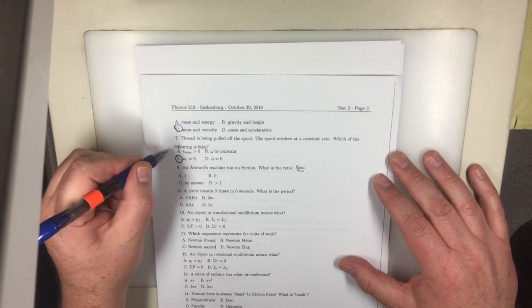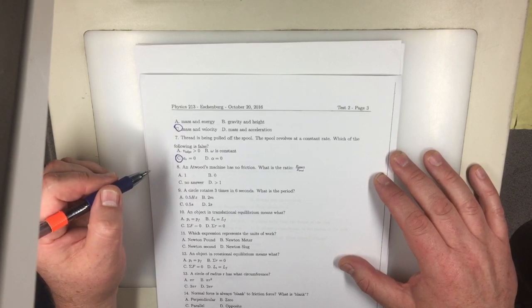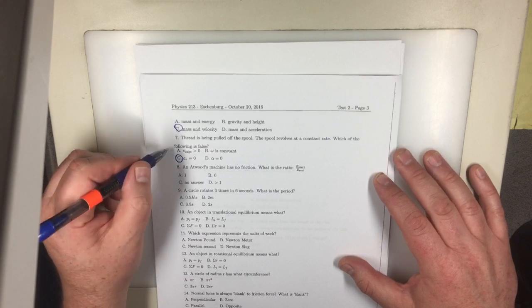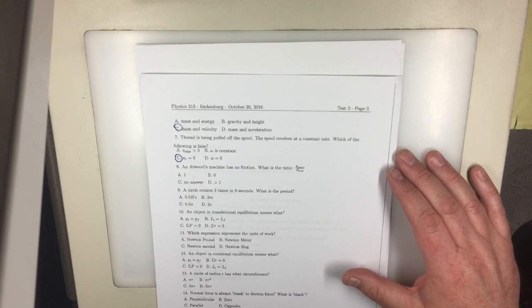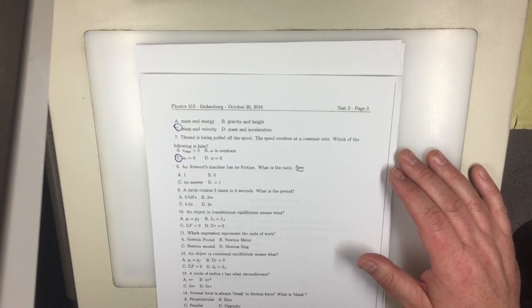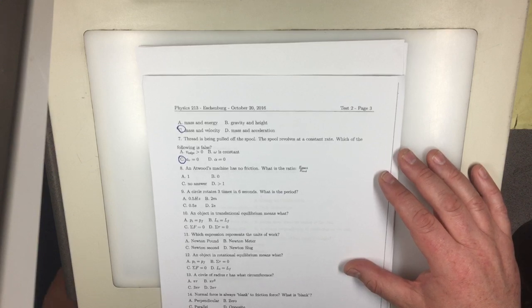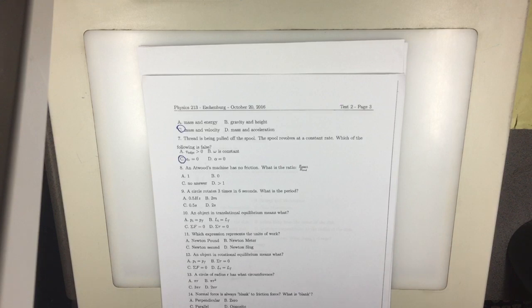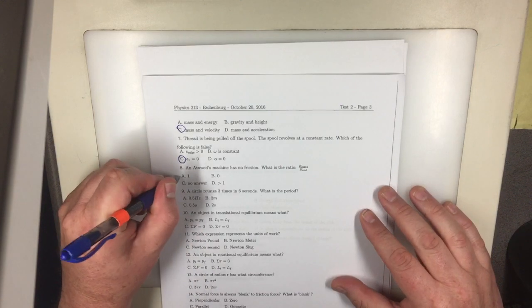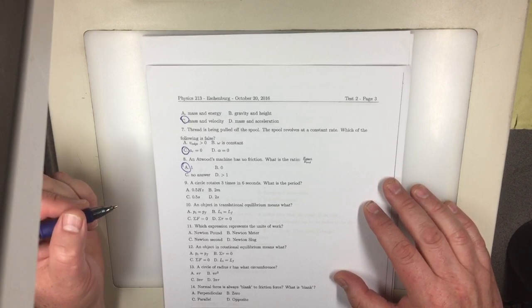True or false, in this situation is d omega dt non-zero? It is 0. D omega dt is the change in omega, and I said that omega is constant, so it has to be false. Atwood's machine has no friction. Yay, no friction. What is the ratio of E start over E end? 1. Circle rotates 3 times in 6 seconds. What is the period? D.